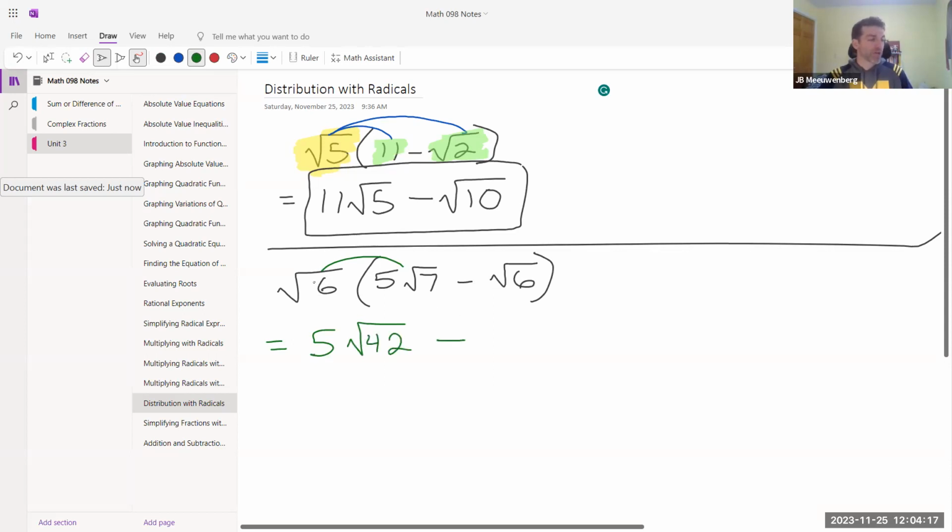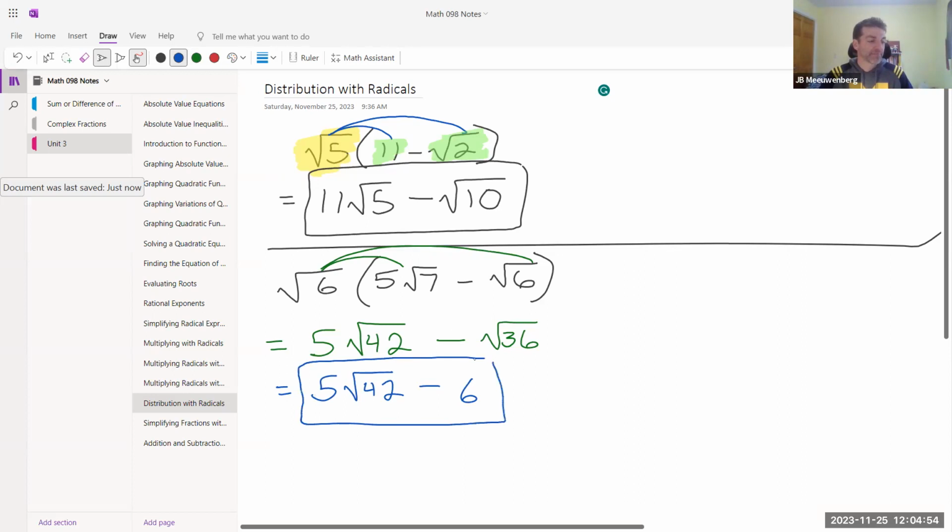Minus, well, here we have radical 6 times radical 6, which is radical 36. Then we look to see, can we simplify either of these? 42. You look at that and you think, maybe I can break that up into two numbers where one is a perfect square, but you can't. There's no perfect square factor of 42. So we just have to leave that as it is. But we can take the square root of 36. It's just the whole number 6. And so that's all we got. That is it. That is multiplied, and it has been simplified.